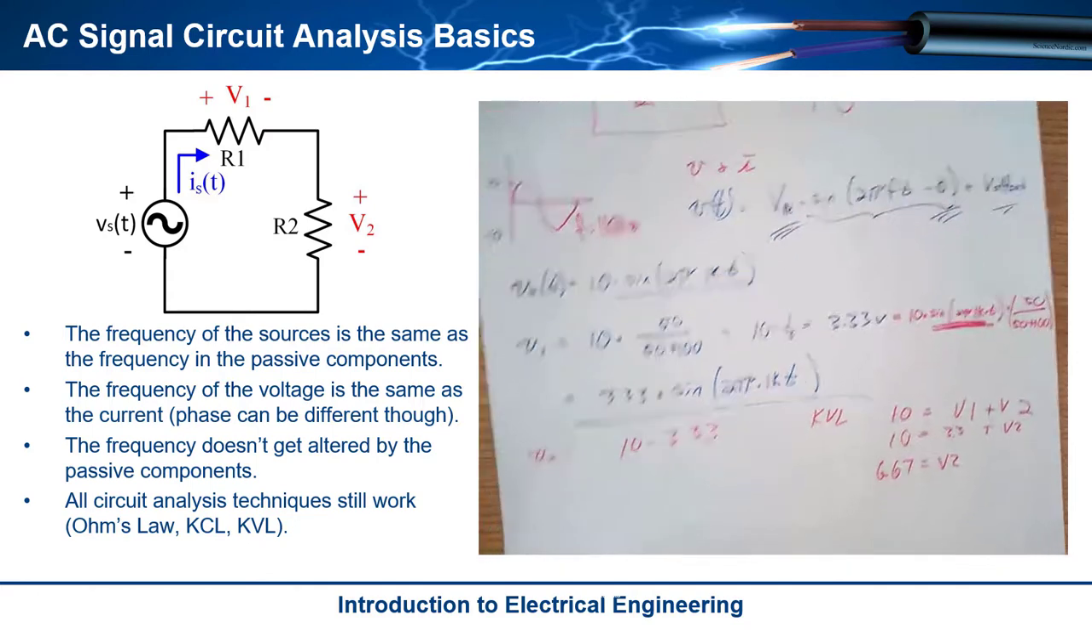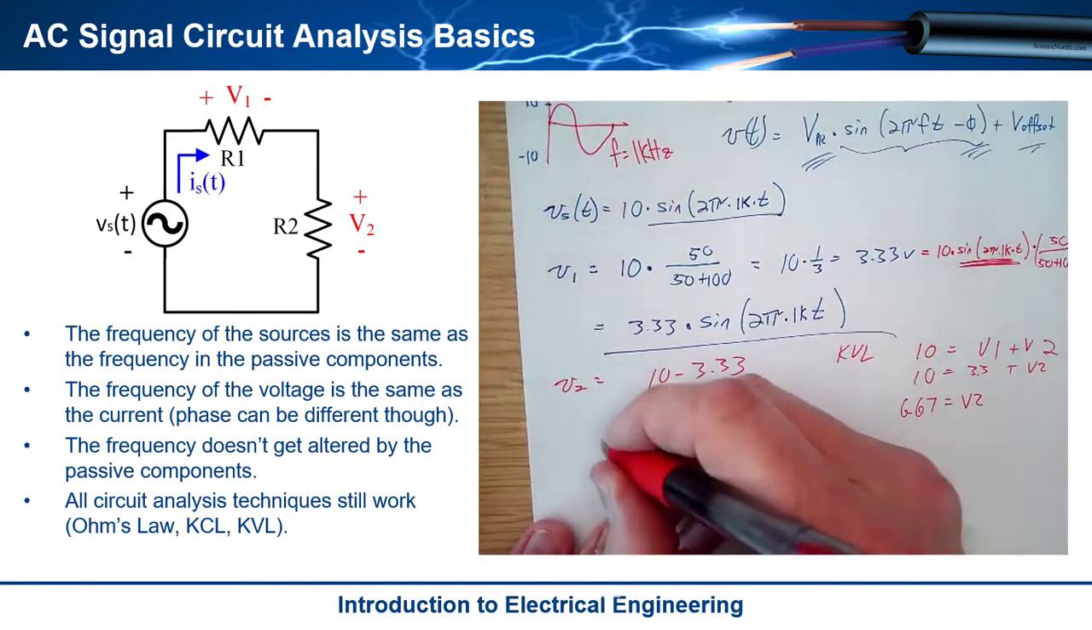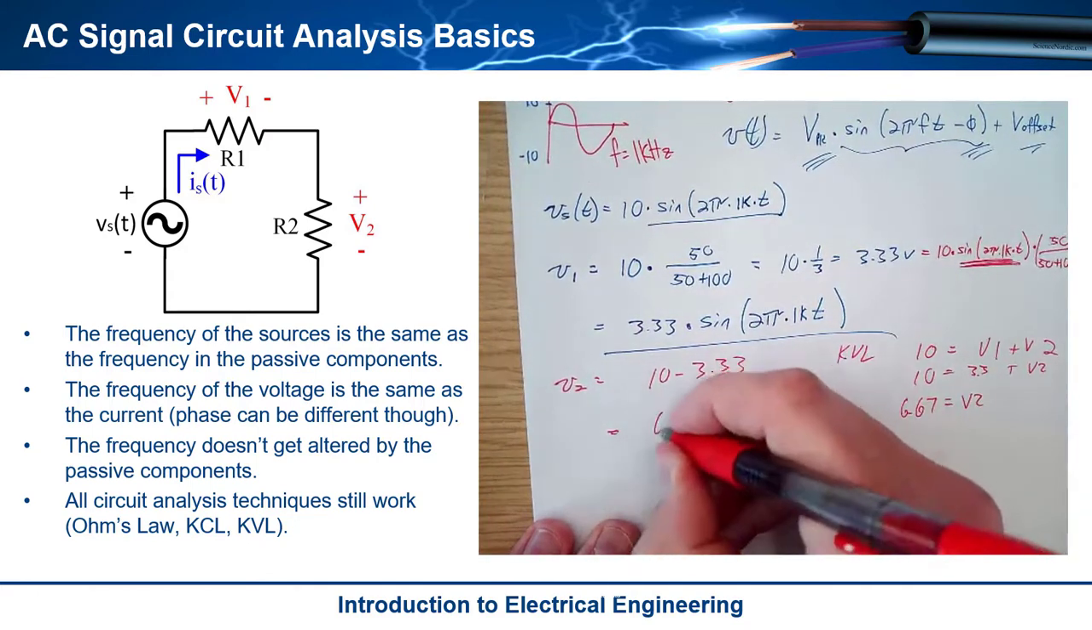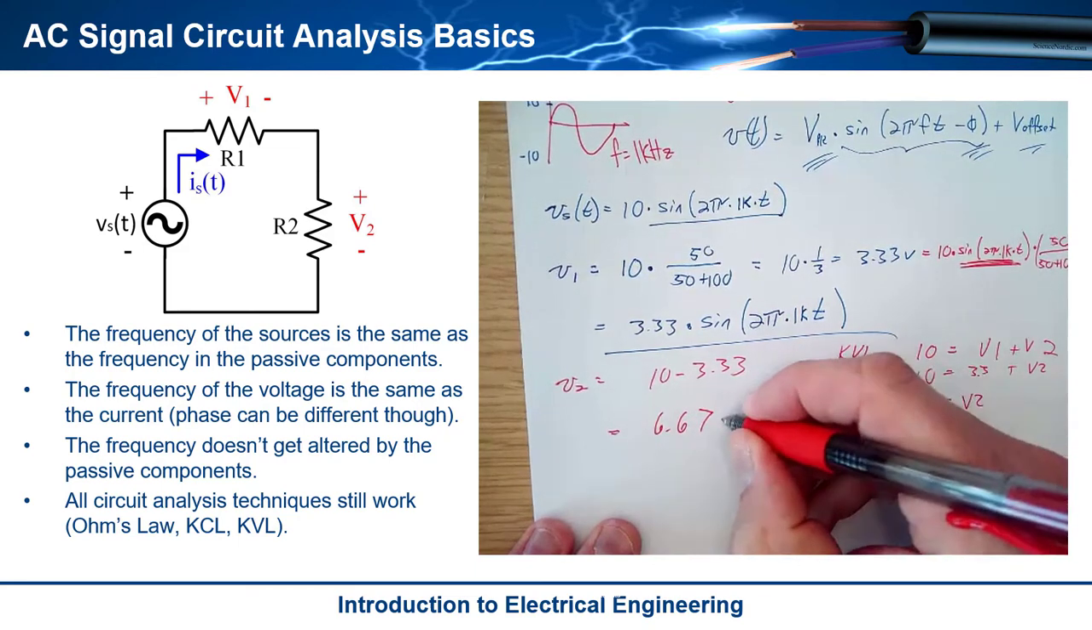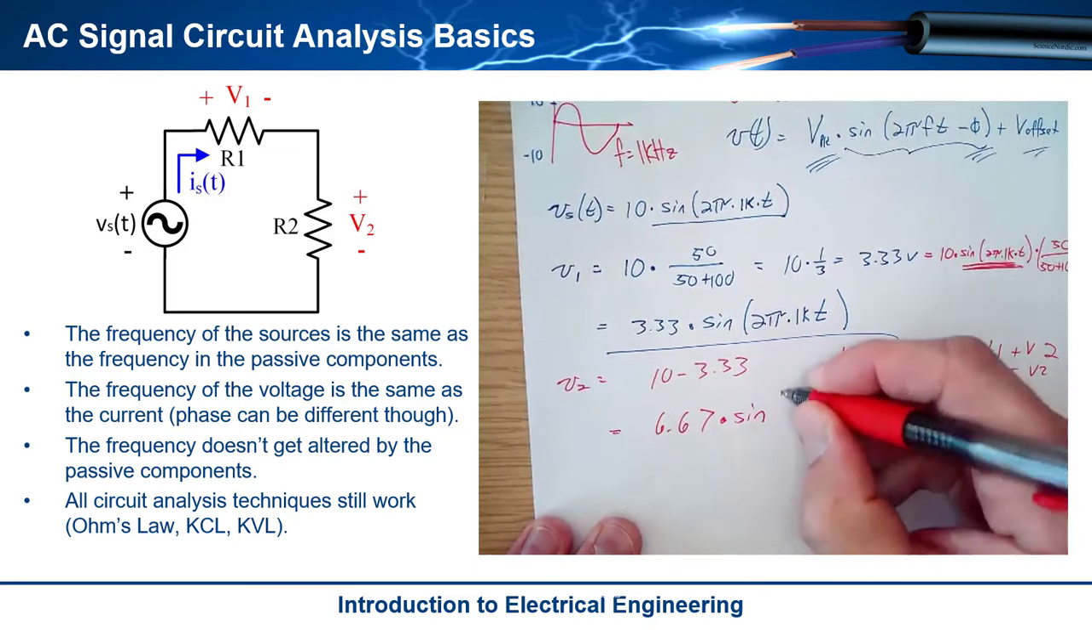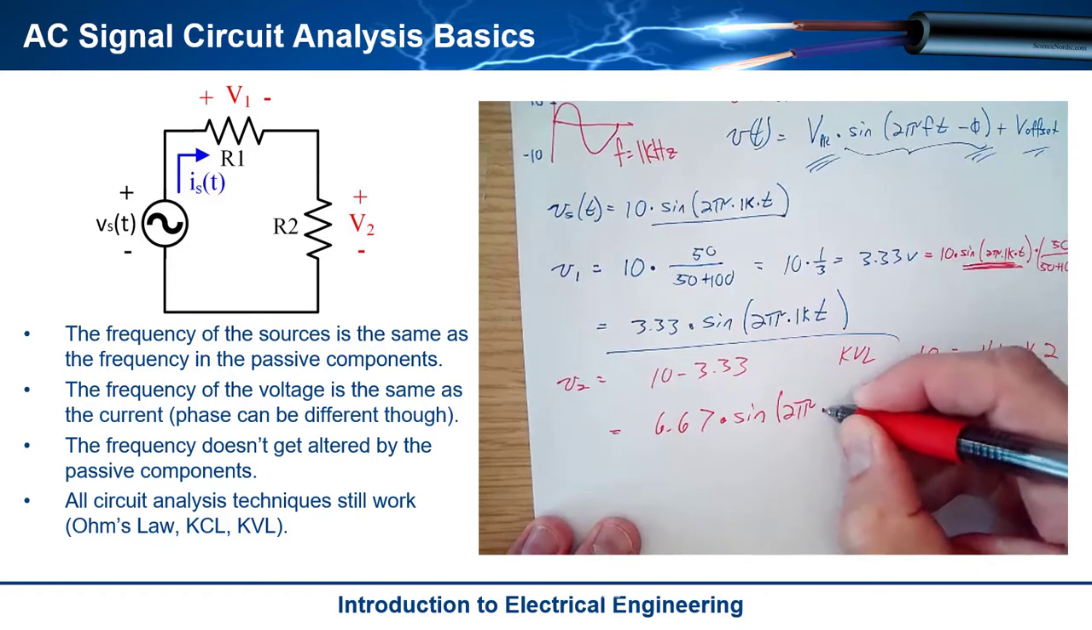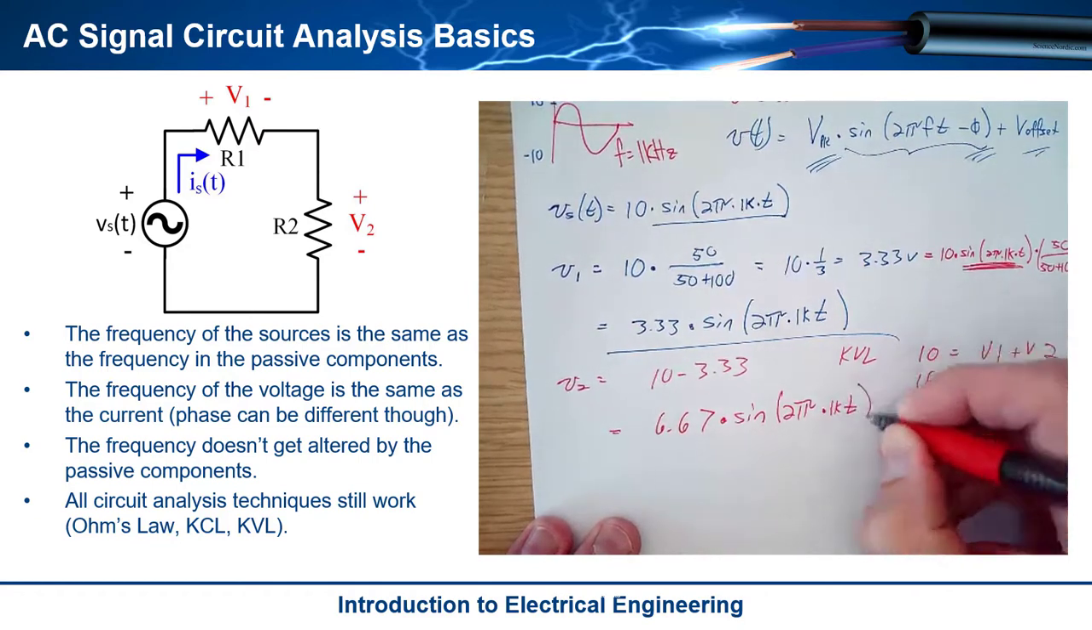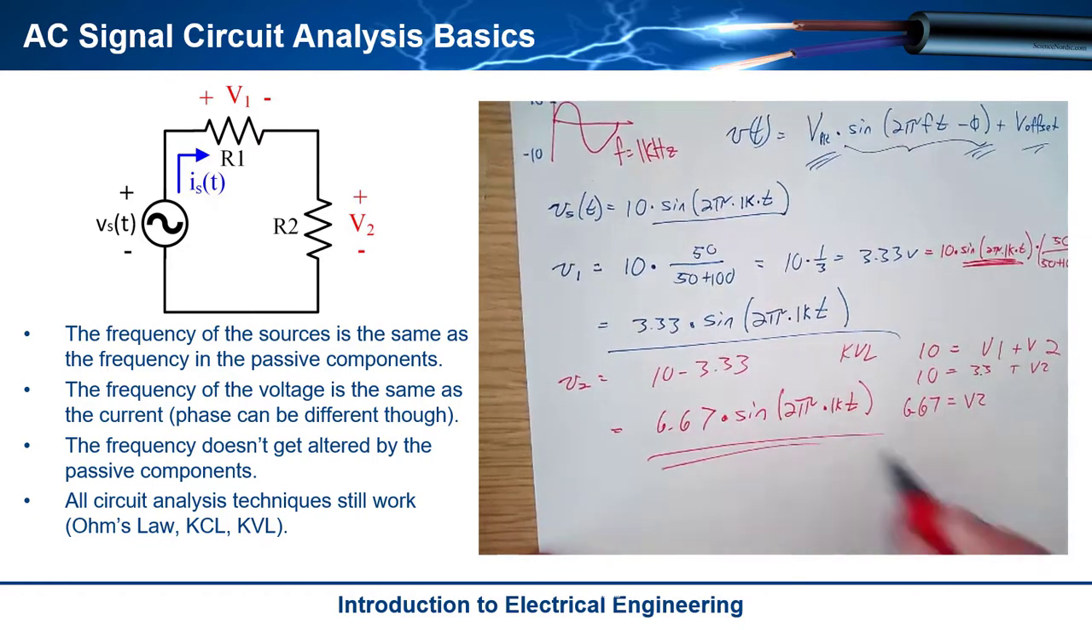Okay? Well, if I wrote that out, I'd have V2 is equal to 6.67 times sine of 2 pi 1k t, and I'm done. So there is now V2.